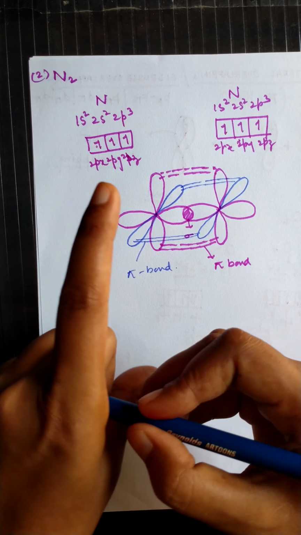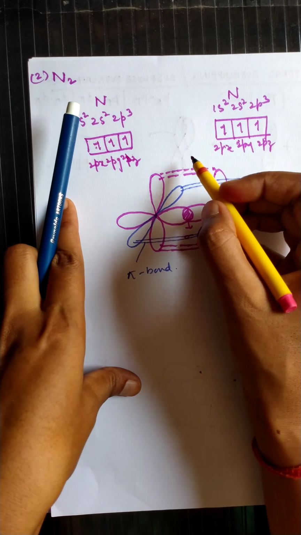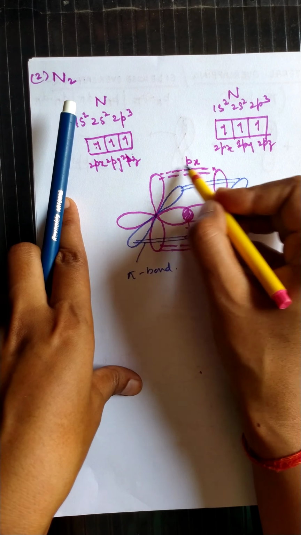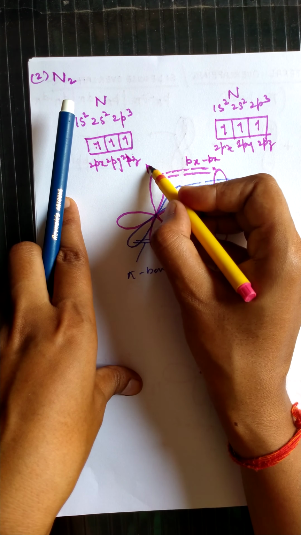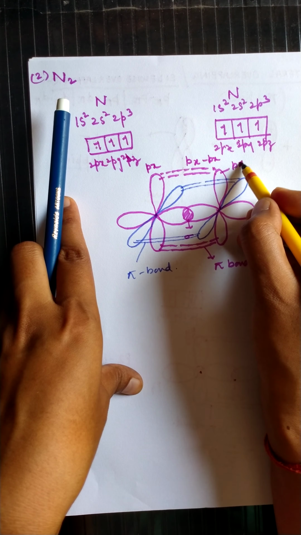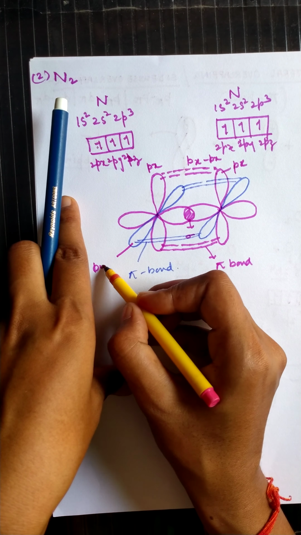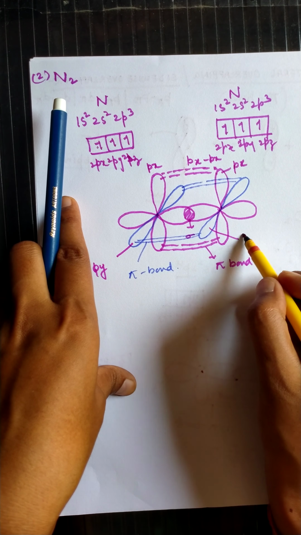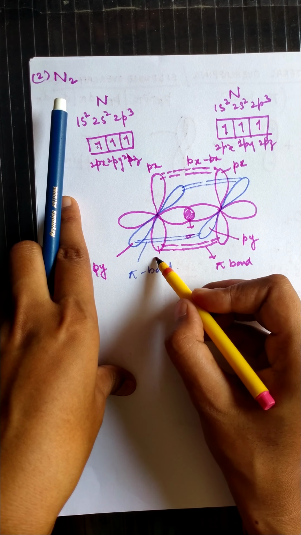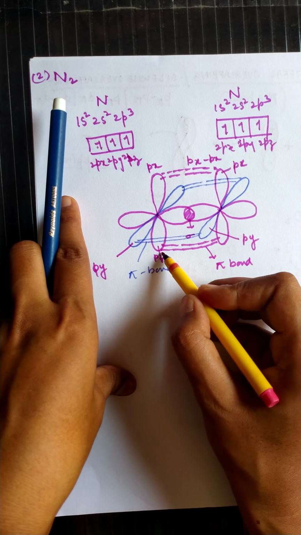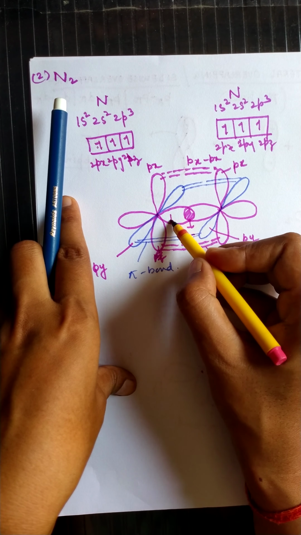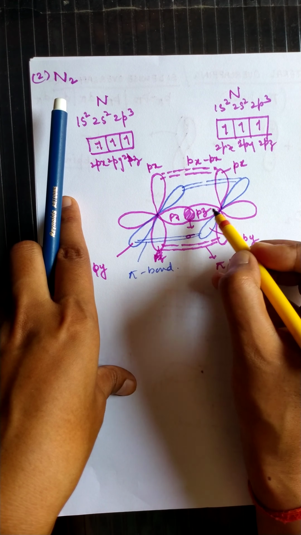So in this way we can name them. This one is px, px overlapping means this one is px orbital, this one is px orbital. You can name them, no problem. Like this one is py orbital, this one is also py orbital, and this one is pz orbital. Not this one, sorry. This one is pz orbital, this one is pz orbital.